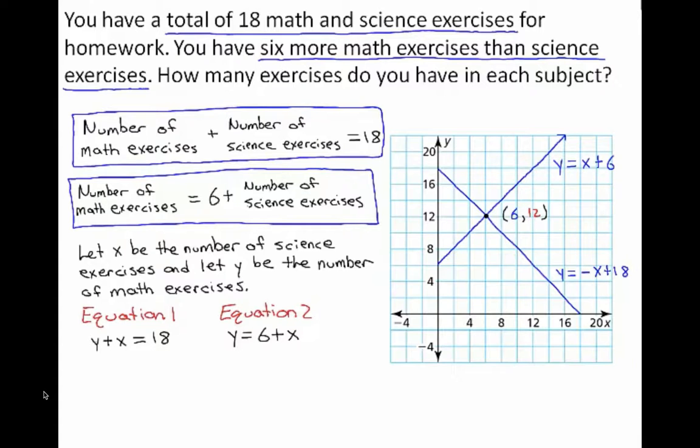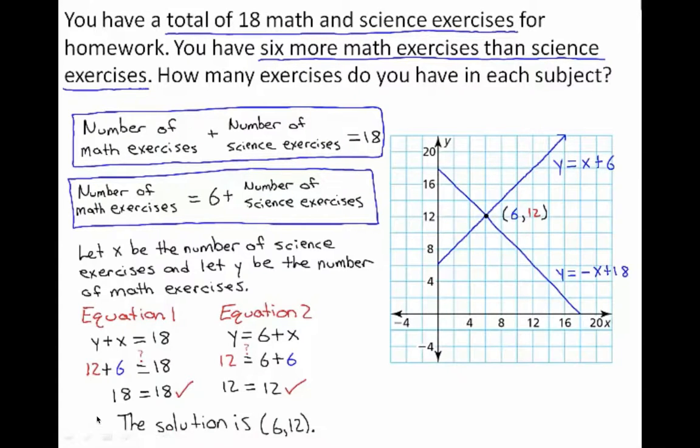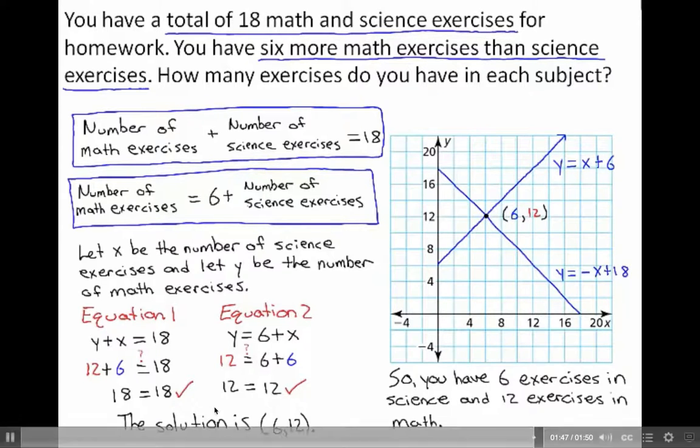Substitute 6 for x and 12 for y in each equation to check the point. Substitute 6 for x and 12 for y in equation 1. 12 plus 6 equals 18. Because 18 equals 18 is a true statement, the ordered pair (6, 12) is a solution of the first equation. Substitute 6 for x and 12 for y in equation 2. 6 plus 6 equals 12. Because 12 equals 12 is a true statement, the ordered pair (6, 12) is a solution of the second equation. Because (6, 12) is a solution of each equation, the solution is (6, 12). So you have 6 exercises in science and 12 exercises in math.